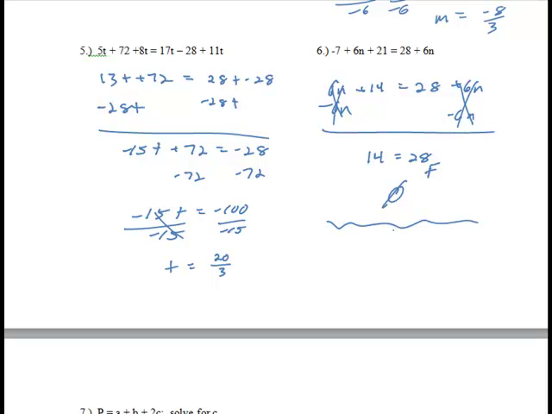If all the variables would have canceled out and the remaining equation would have been something like 14 is equal to 14, in other words a true statement, that would mean there's infinitely many solutions or all real numbers. But in this case, once again, no solution.